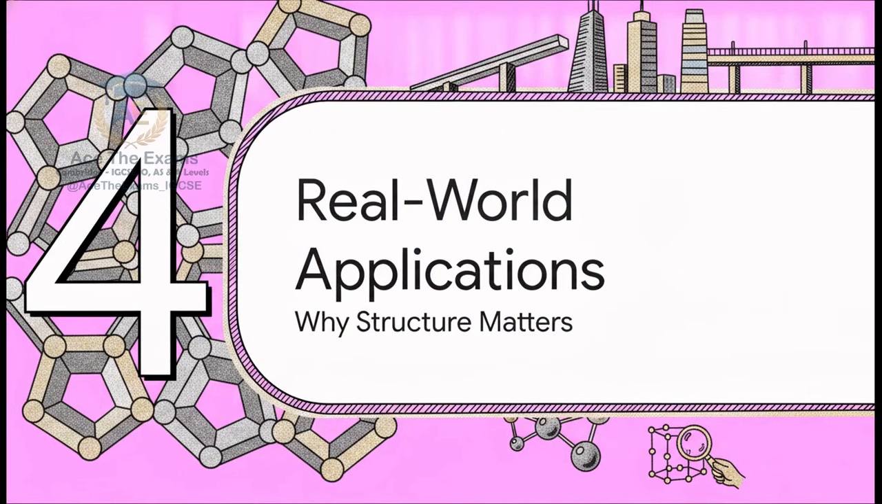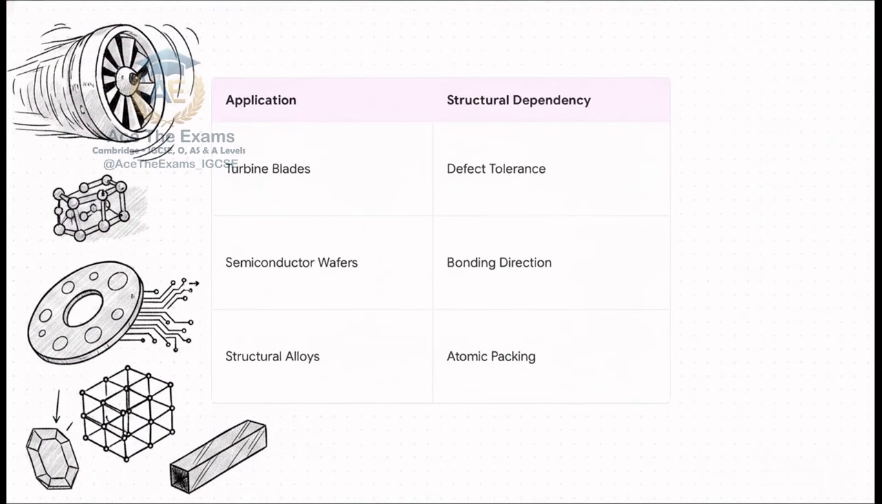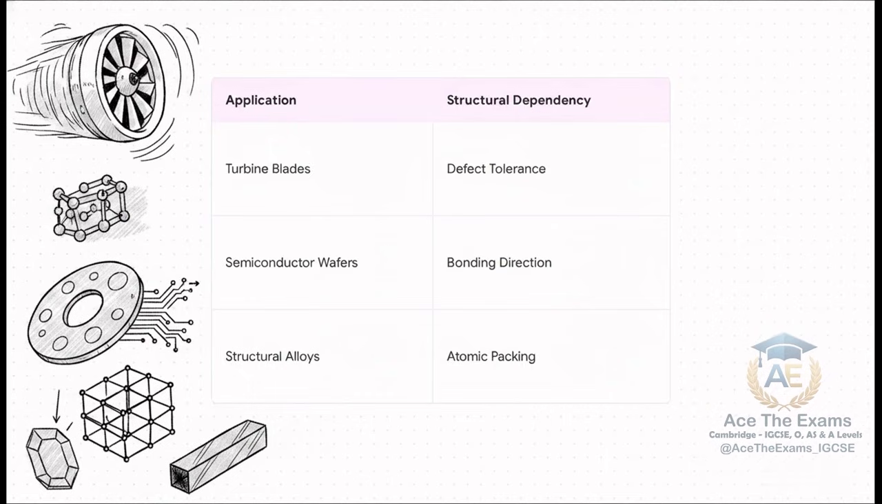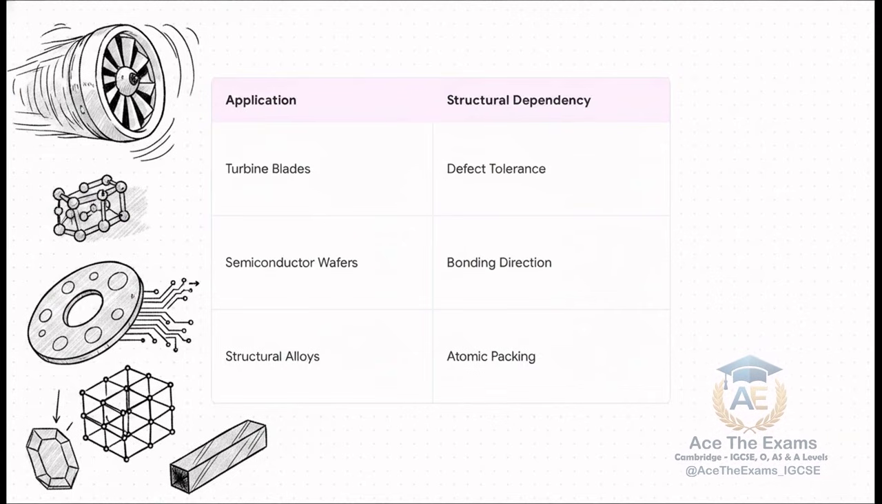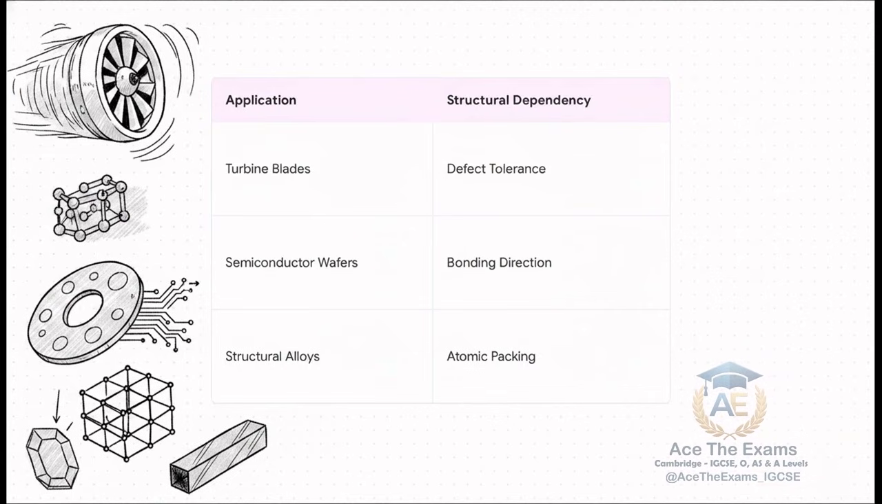Next up, Section 4, real-world physics applications. Why structure matters. This is where the physics truly leaps off the page. To make this stuff memorable, we absolutely must connect our microscopic mechanisms to tangible, high-stakes materials. Look at aerospace turbine blades. They rely entirely on defect tolerance within the crystal structure so they don't tear apart mid-flight. Semiconductor wafers depend on precise bonding directions to actually function in your electronics. Structural alloys and gemstones, they get their incredible unique properties from their atomic packing. You aren't just learning abstract dots on a page here, you are literally learning the engineering blueprints of the modern world.